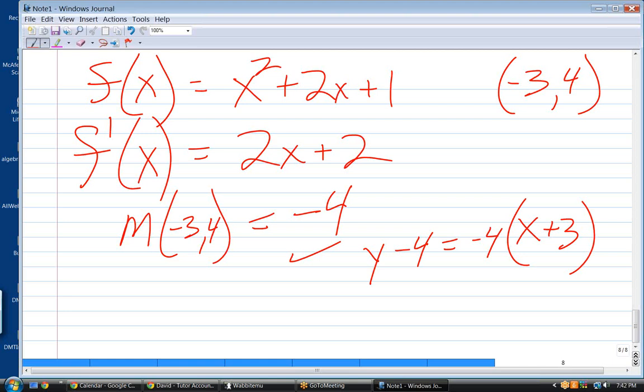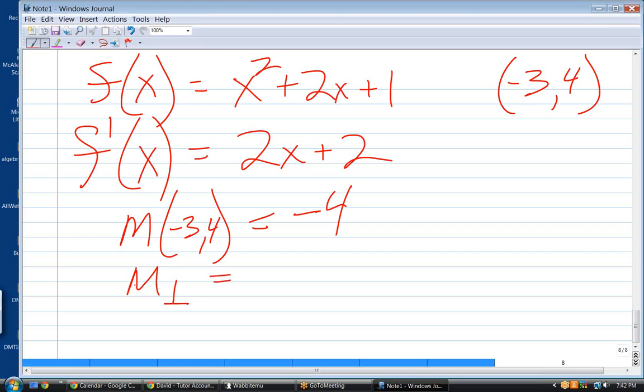If I said, what is the equation of the normal line at that point? What's the slope of the normal going to be? If the slope of the tangent line is minus 4, what's the slope of the normal line? 1/4. Uh-huh. So now, what is the equation of the normal line? y minus 4 equals what? Equals 1/4 times x plus 3.